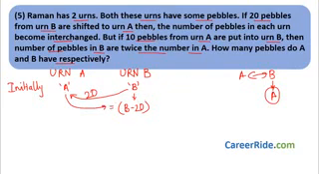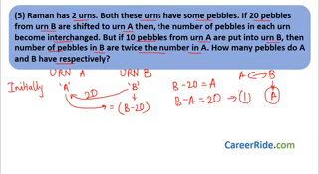The number of pebbles in urn B would be equal to the number of pebbles in urn A, that is nothing but A. So B minus 20 would be equal to A. Or we can write B minus A equal to 20. This is our first equation, right? Now, what is the second condition? So that means we will not consider this condition.